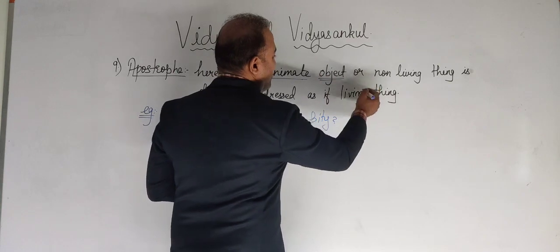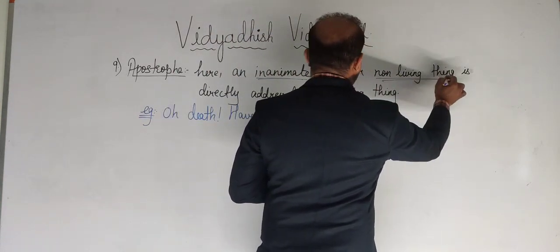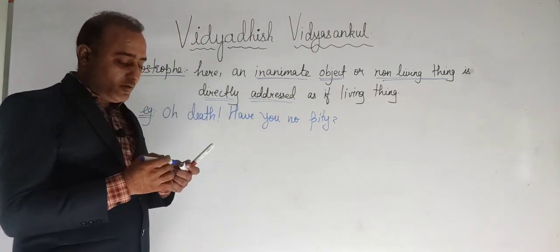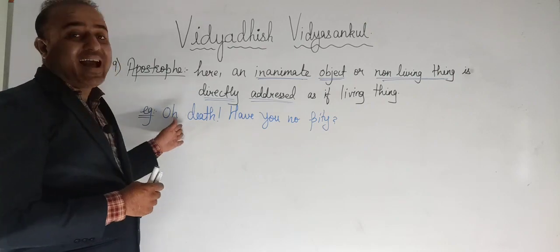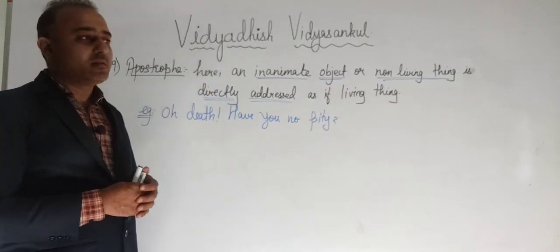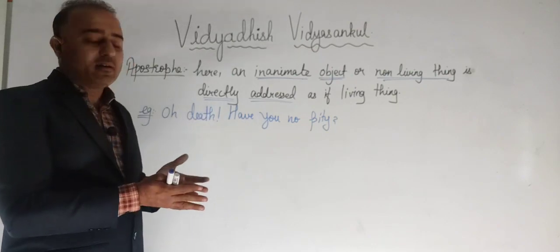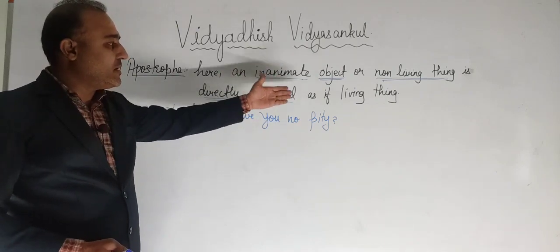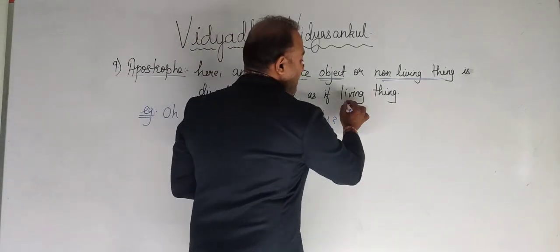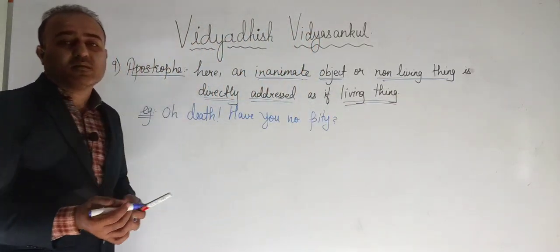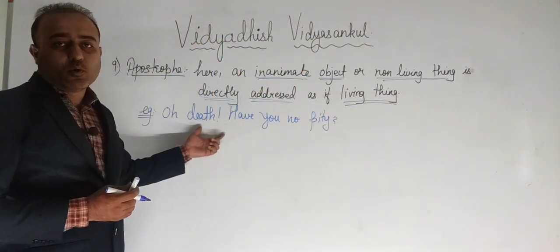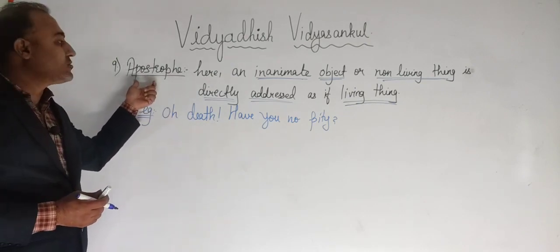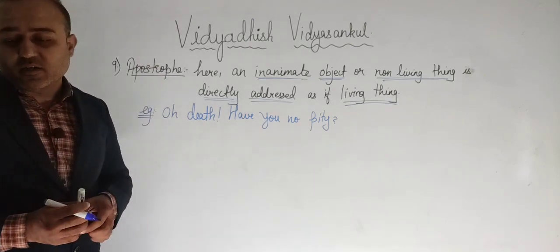death is a non-living thing or inanimate object, and it is directly addressed. Directly addressed means what? Again I'll explain you. We can feel that the poet is directly talking with death, as if, "O death, have you no pity?" So that is how the poet is directly addressing the non-living or inanimate objects as if they were living thing. So when such kind of lines are given in your poem, they are said to be apostrophe. I hope this figure of speech is clear to you all.